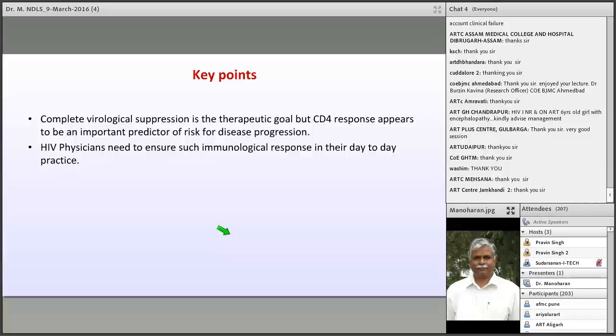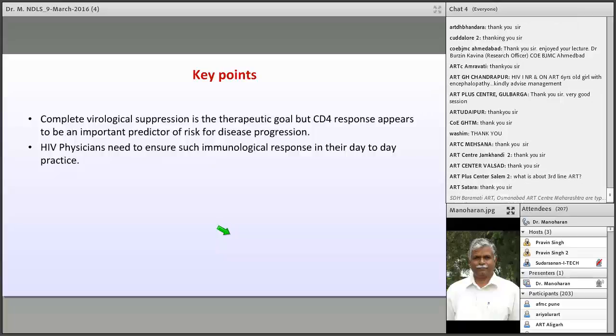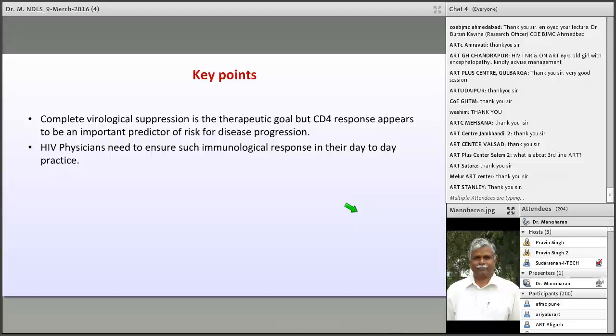That's another question: HIV-1 non-response on ART, a 6-year-old girl with encephalopathy. We need to find out what the cause of the encephalopathy is. Is it HIV encephalopathy or encephalopathy due to any opportunistic infections? If you give me more details, we can discuss this particular case. We need to know whether viral response is there, whether it is undetectable or not, and the other clinical picture, what the other OIs are. Probably you can send an email so that we can discuss and talk about it.